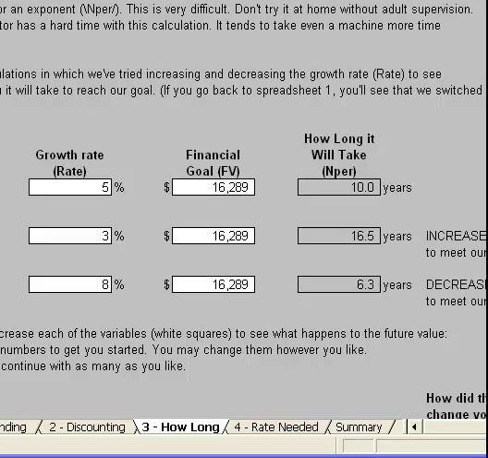Now you try it using the How Long tab of the spreadsheet you've been working with. This concludes the How Long segment of this lesson. When you are done working with the spreadsheet, please continue with the Rate Needed segment of the lesson.